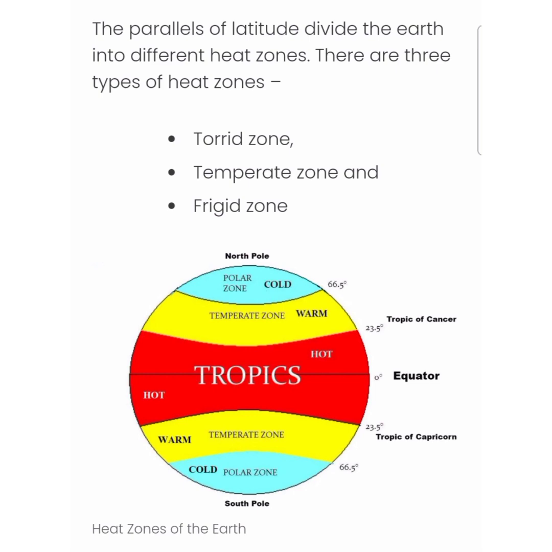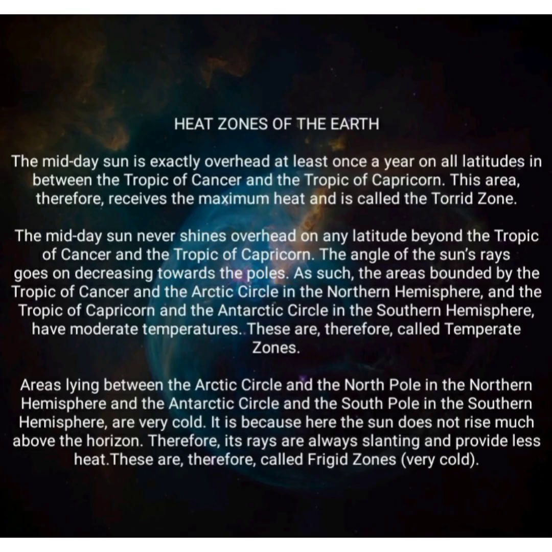So the midday sun is exactly overhead at least once a year on all latitudes between the Tropic of Cancer and the Tropic of Capricorn, and this area therefore receives the maximum heat and is called the torrid zone. So the area which gets the maximum heat once in a year is known as the torrid zone. And now let's see what the temperate zone is.